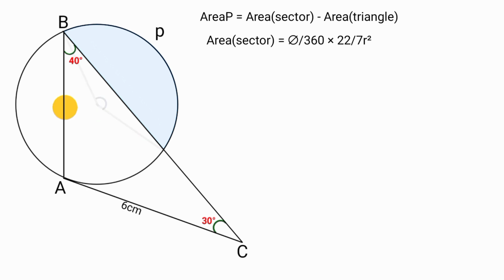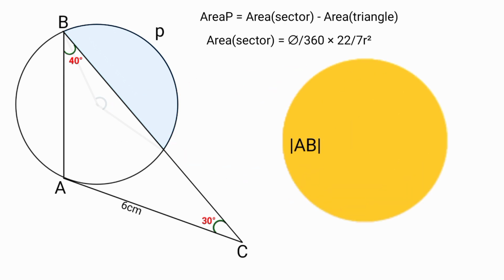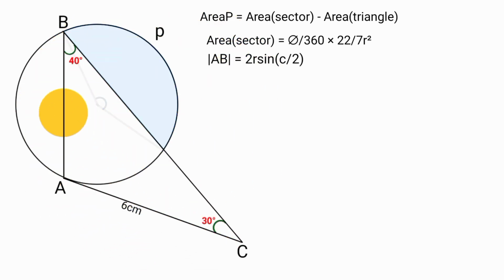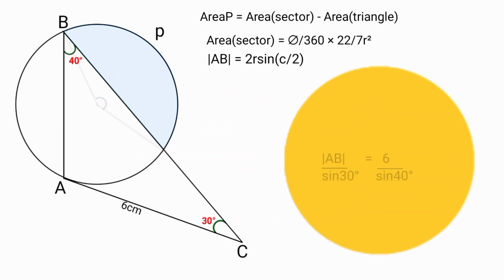From this chord AB here, since the formula for finding the length of a chord in a circle is 2r sine c over 2, where r is the radius and c is the angle subtended by the arc at the center, we can say line AB equals 2r sine open bracket c over 2. So from this triangle here, ABC, since we have the length of this side, we can find the length of this line AB here using the sine rule.